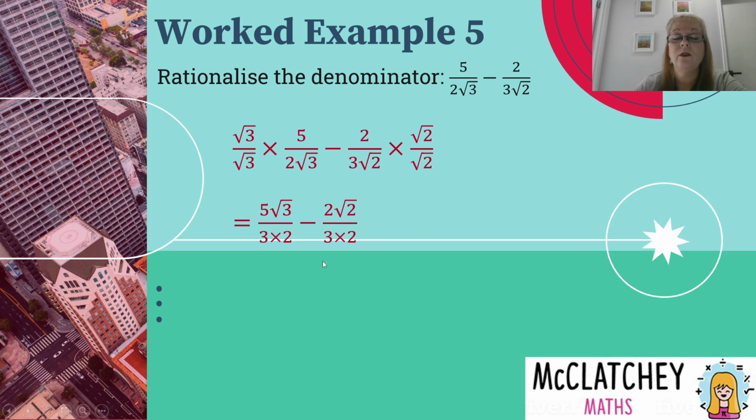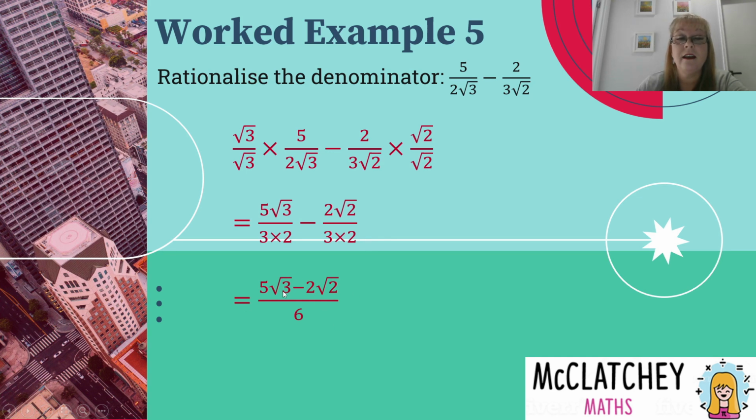So interestingly enough, this has worked out that we are going to have the same denominator. So that will make life really easy. So I've got now 5 root 3, take away 2 root 2, all over 6. I could have left those as separate 6's, doesn't matter. It brings the 2 fractions together.